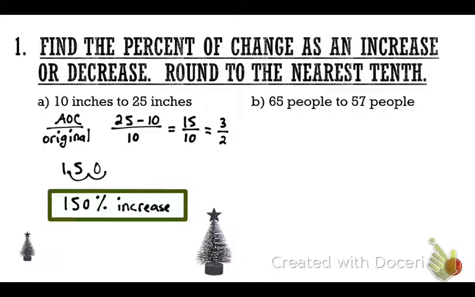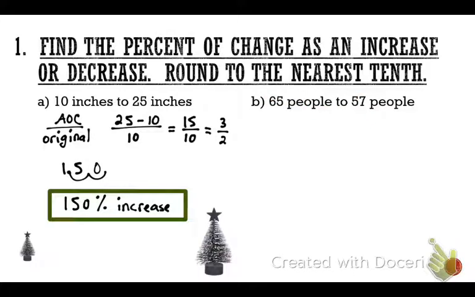Let's go to the next one, problem B. Let's imagine that I throw a big math party. And at the beginning of the math party, 65 people were there. But 2 hours later, some people had to leave. And how many people do you think were left? 57 people. I want to find the amount of change. What percent of people had to leave 2 hours later?